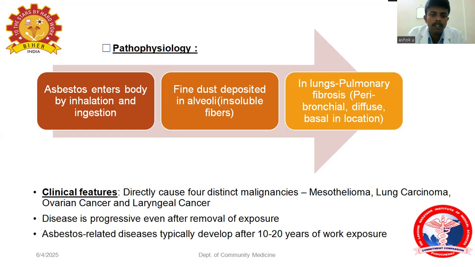Clinical features: asbestos has directly caused four distinct malignancies, that is mesothelioma, which is cancer of the pleura and peritoneum, then lung cancer, then ovarian cancer, and laryngeal cancer. And the disease, once developed, is progressive even after removal of exposure. Asbestos-related diseases typically develop after 10 to 20 years of work exposure, so it is a very long-term exposure that leads to asbestosis and cancer development.